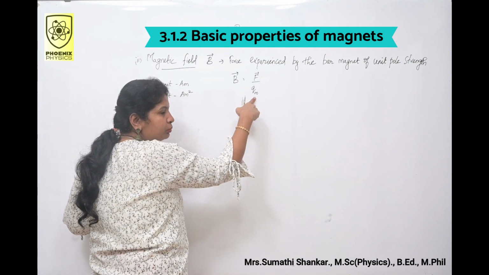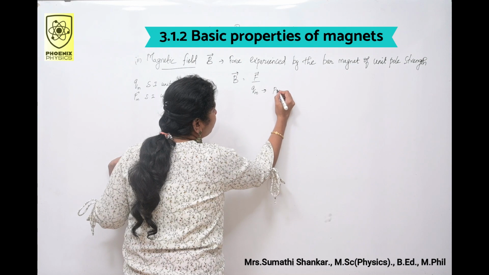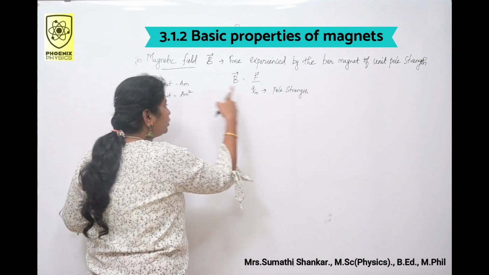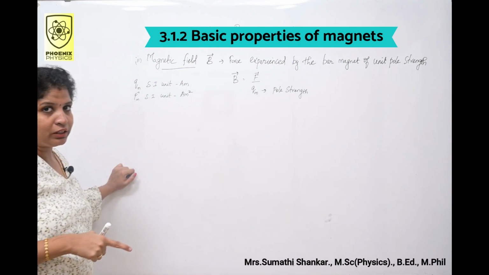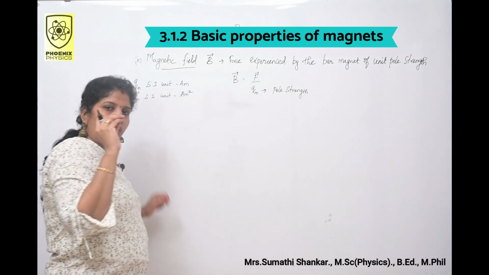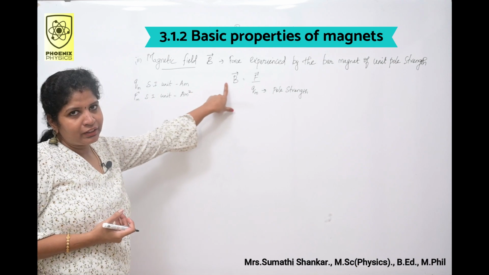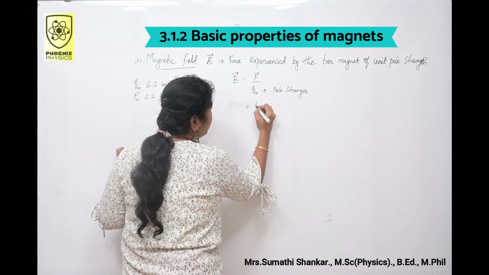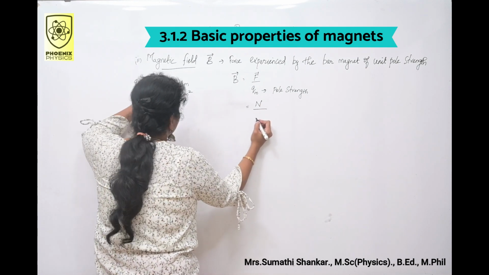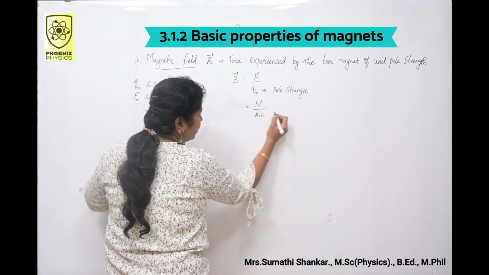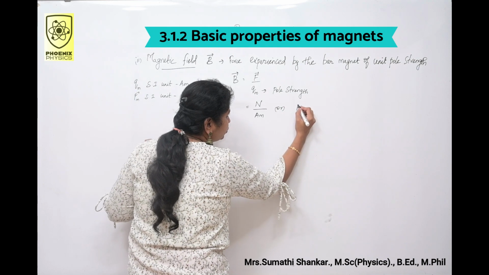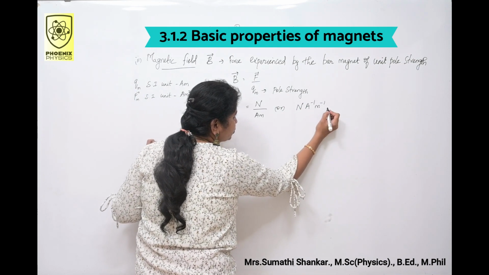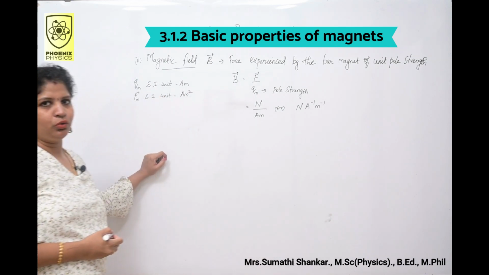What is this Qm? Qm is nothing but pole strength. Know that SI unit of pole strength is ampere meter. Then what is the unit for magnetic field B vector? It is nothing but Newton by ampere meter, or you can write Newton ampere minus 1 meter minus 1. This is the SI unit.